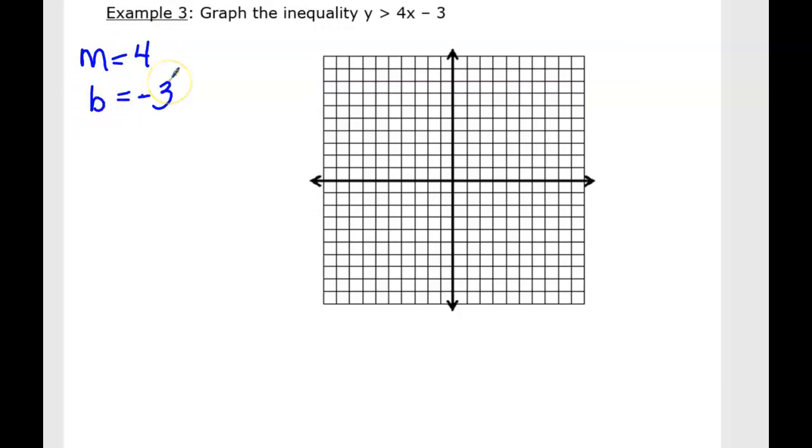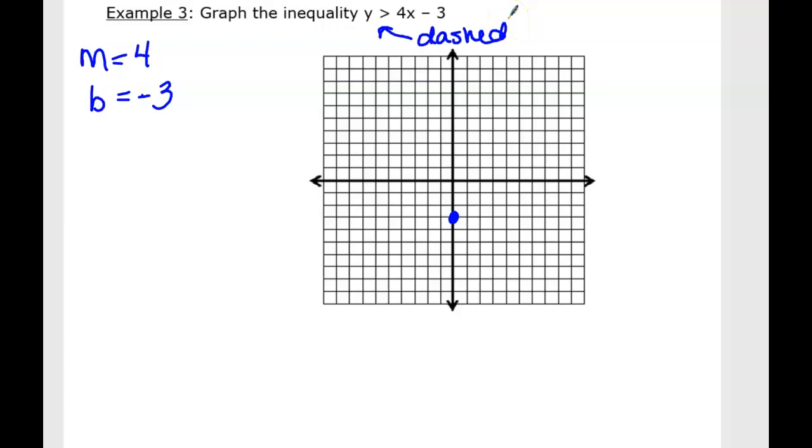All right, so to graph this, I start at negative 3 for my y-intercept right here. Okay, and I notice it's just greater than. So that means it's going to be a dashed line. I'm going to say dashed line right there because I know it's just greater than.